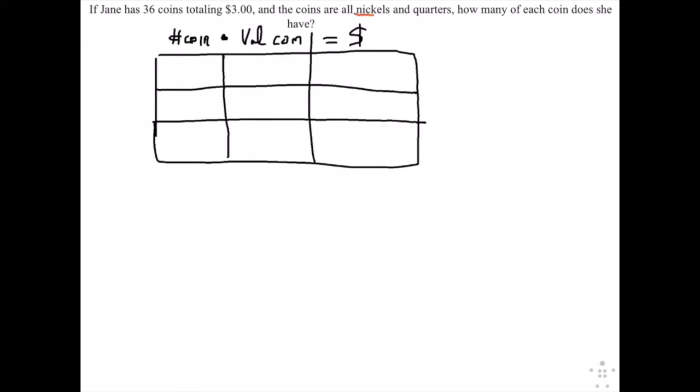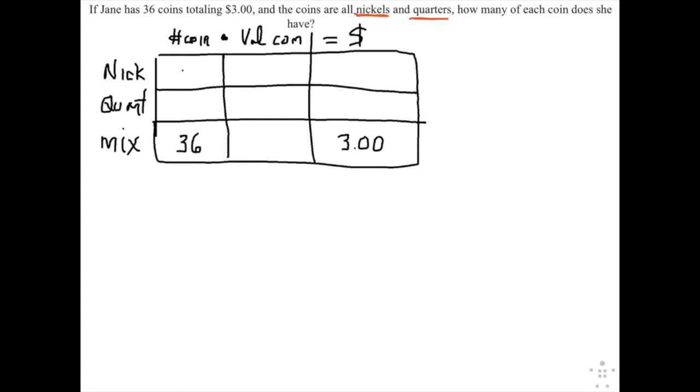So in this question, we have nickels and quarters. So I'm going to write nickels and quarters. And here's the mix. Now I go about filling in my information. It says Jane has 36 coins, so that's 36 here, and it totals $3. So those 36 coins total $3. I put that there for the amount of money. How many of each coin does she have?